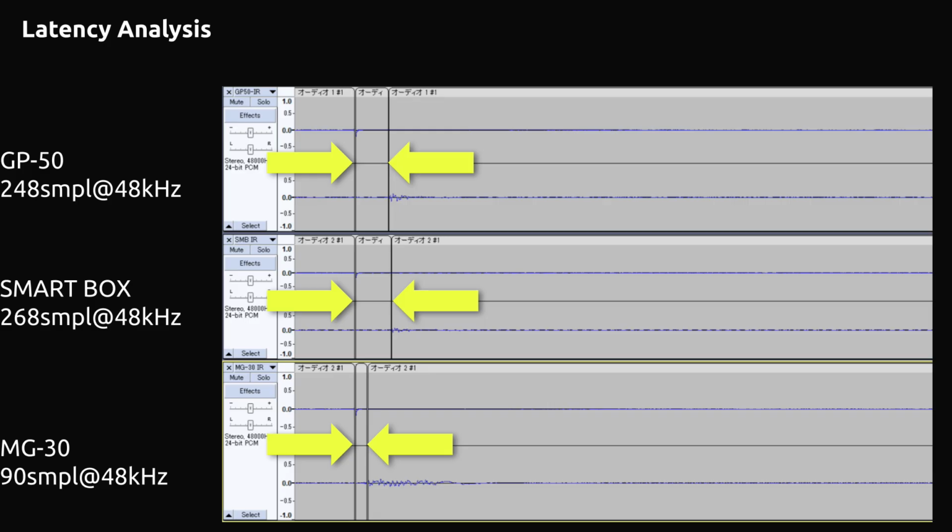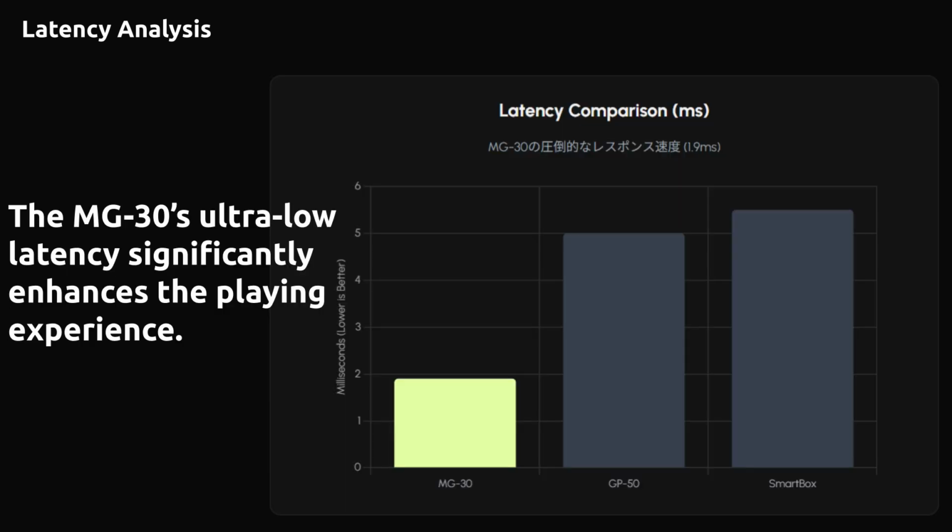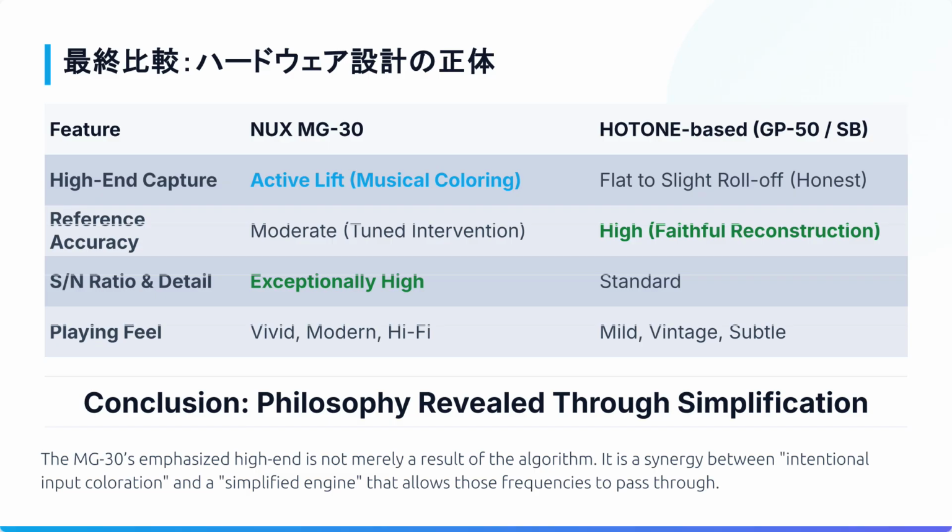Finally, let's measure latency, measured in samples at 48 kHz. The MG-30 is the undisputed king here. It is incredibly fast. That speed is the direct link between your fingertips and the speakers. The MG-30 is just lightning fast, period.